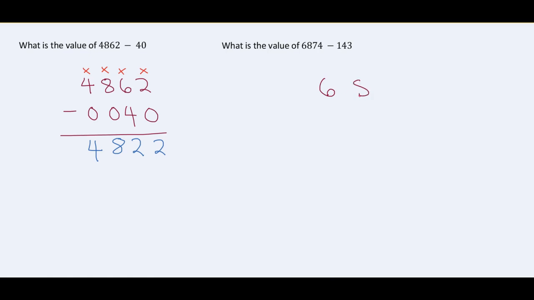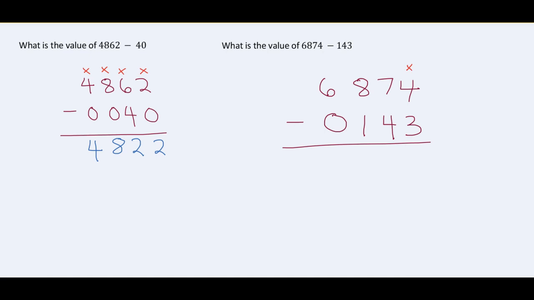6,874. 6,874 minus 143. So 3 is in the ones place, 4 is in the tens place, 1 is in the hundreds place, and there's no number in the thousands place, so we replace with a 0. So we start with the right hand side. So we start from this column.